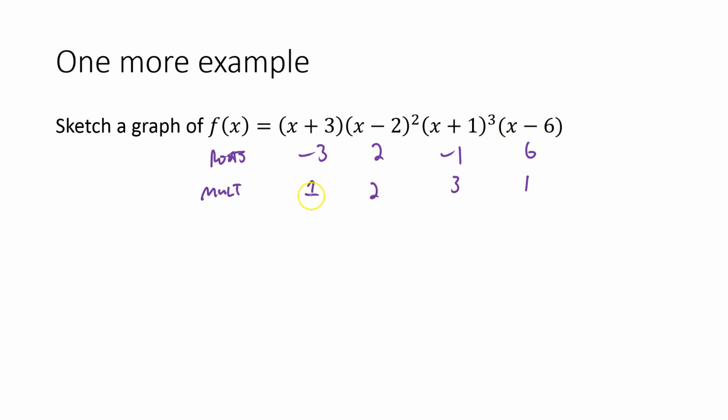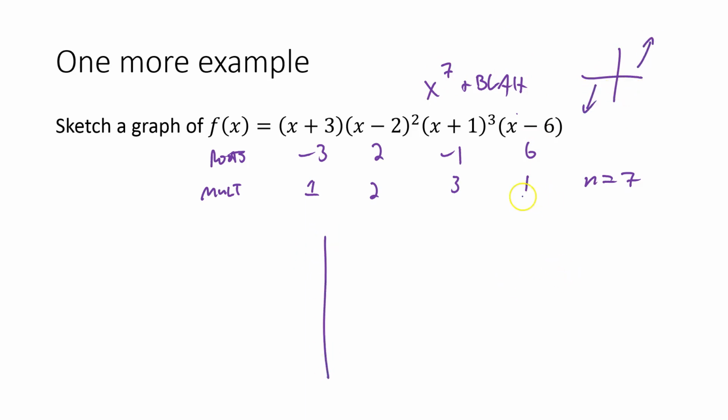So altogether, what's our degree? 1, 2, 3, 4, 5, 6, 7. So our degree is 7. If you multiplied all the x's together, you would have an x to the 7th power plus a whole lot of blah, blah, blah. Because that x to the 7th is the only thing that matters for our end behavior. Positive leading coefficient and an odd degree. So it's going to have end behavior that looks like that.